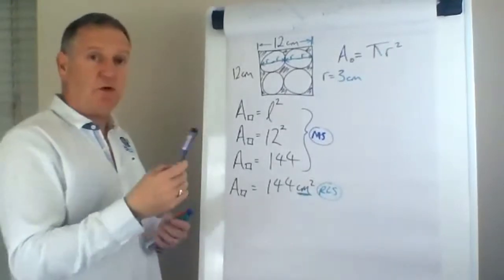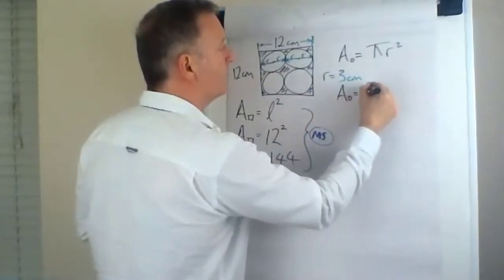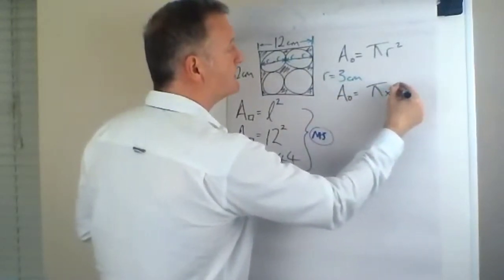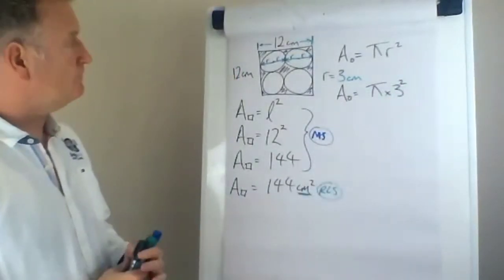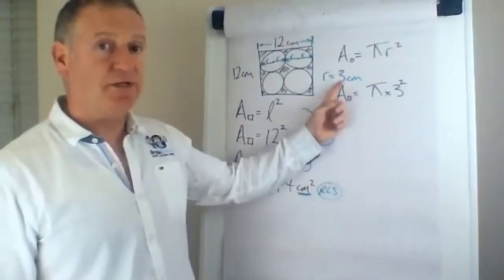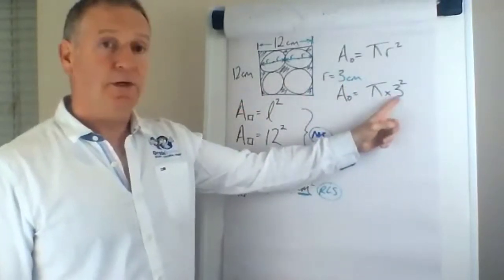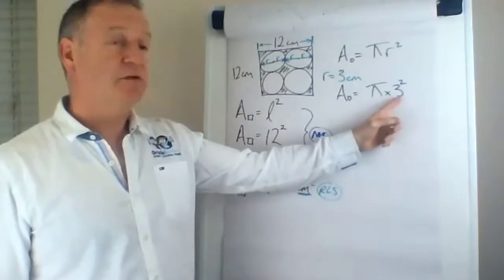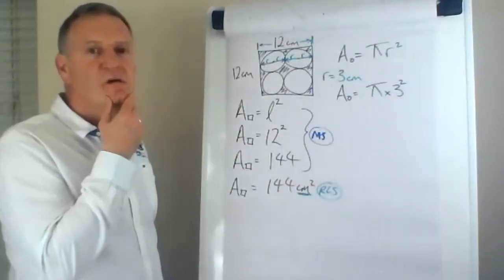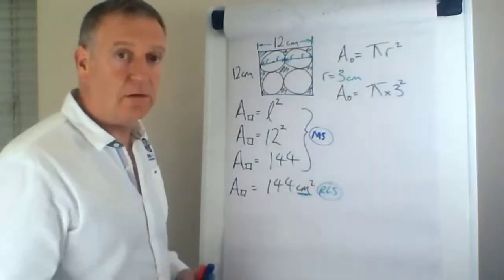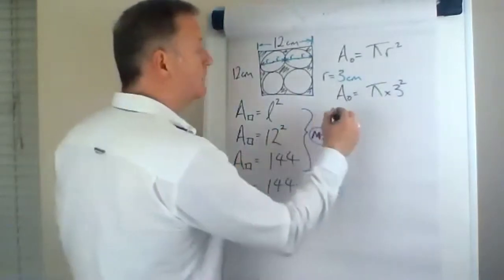So what's the area of the circle going to be then? Pi times 3 squared. Yeah, the radius is 3, isn't it? Right. 3 squared. Well, what is 3 squared? 3 times 3. And what's that value? 9.